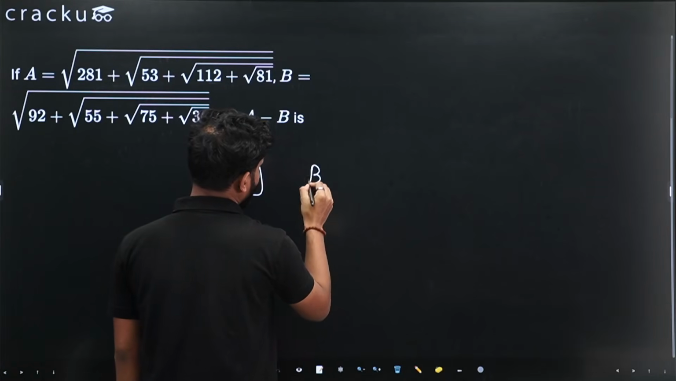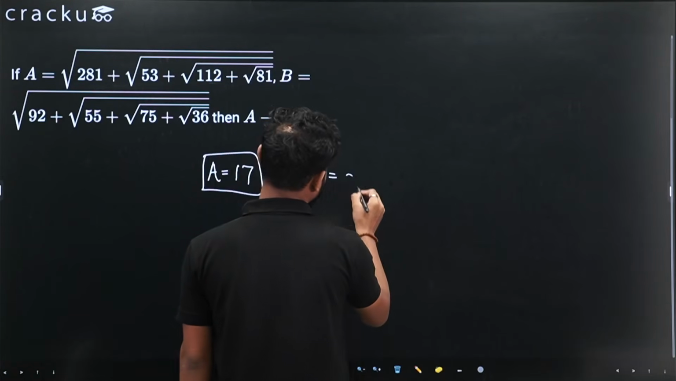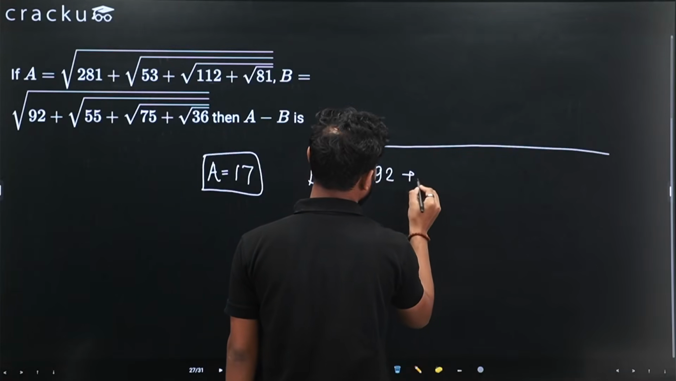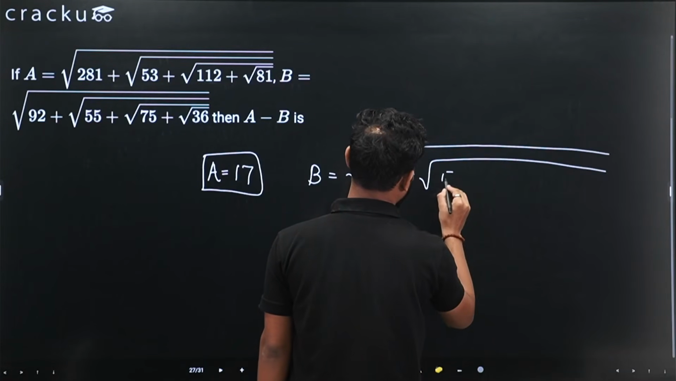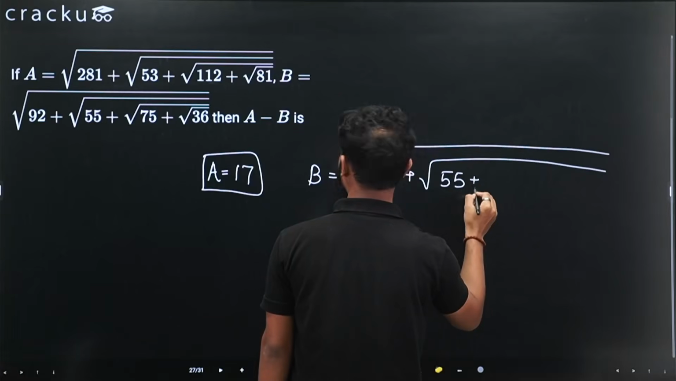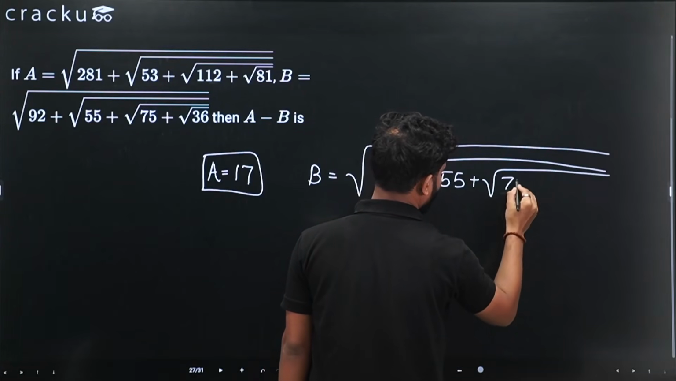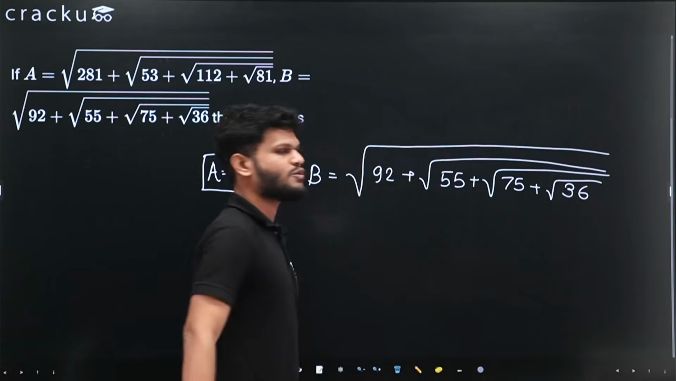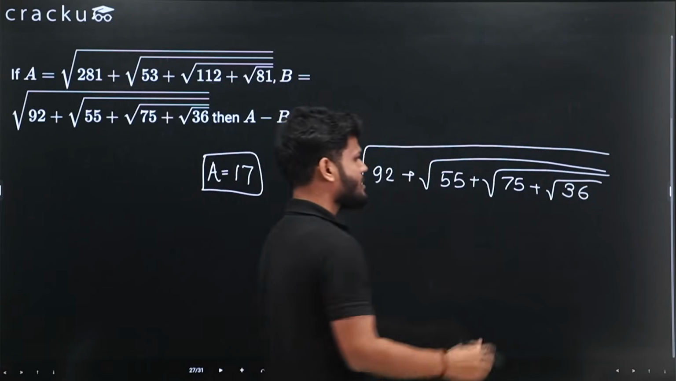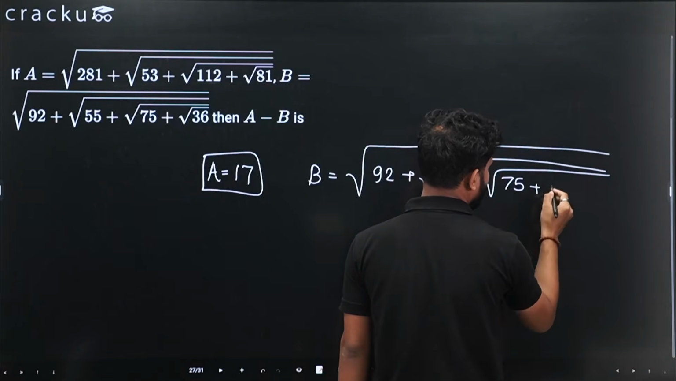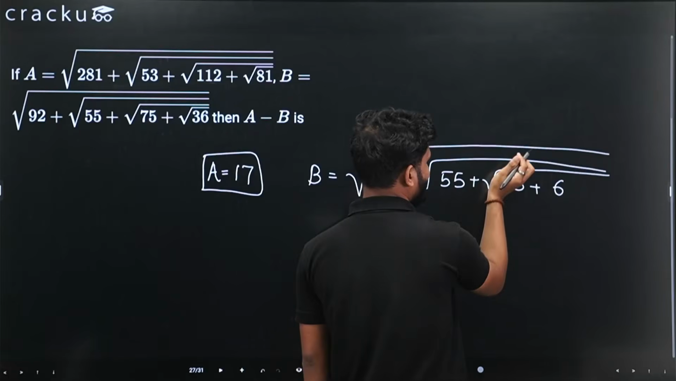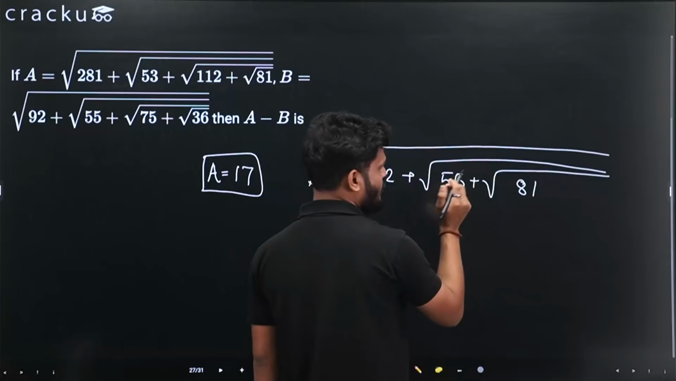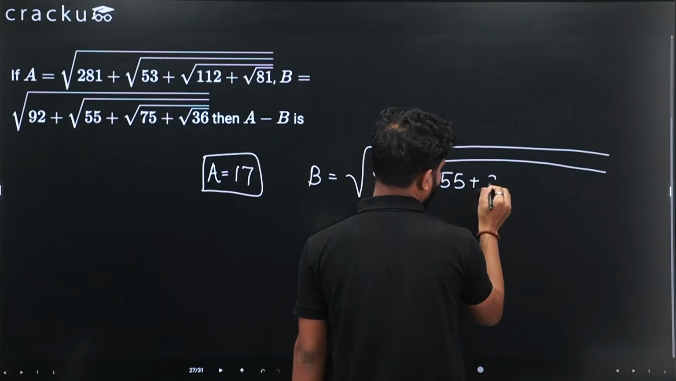Let us write down for B. B is given as under root 92 plus under root 55 plus under root 75 plus under root 36. Let us try to solve from the innermost root. So under root 36 is what? It is 6. 75 plus 6 is nothing but 81. What is the square root of 81? The square root of 81 is 9.